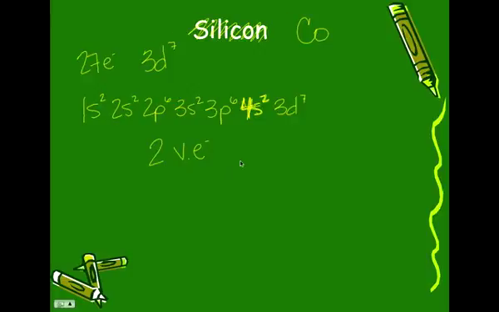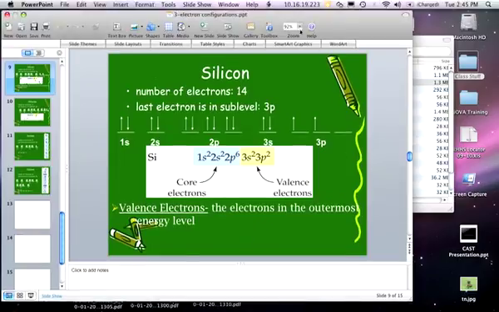We can't actually figure out how many unpaired electrons it has until we do the orbital notation, which I'm going to have to save for the second half of this video because I have reached my limit. So stay tuned.